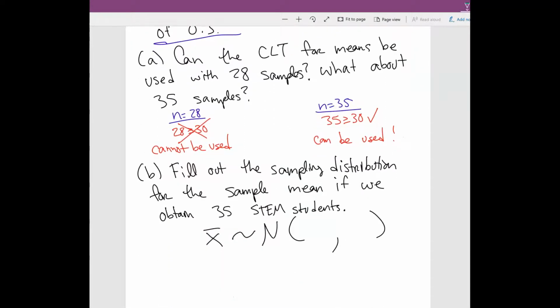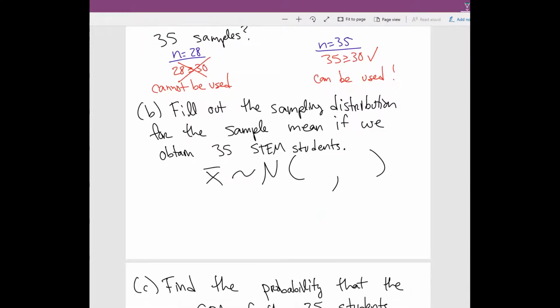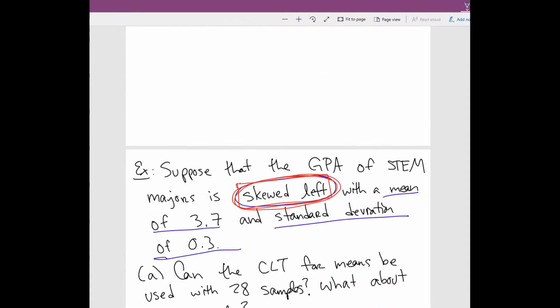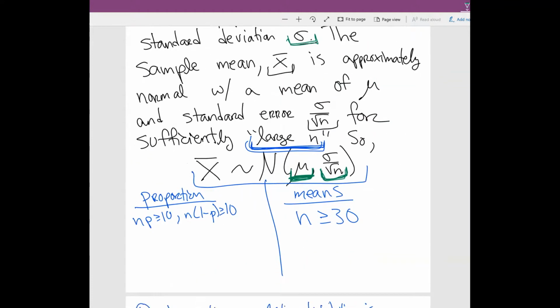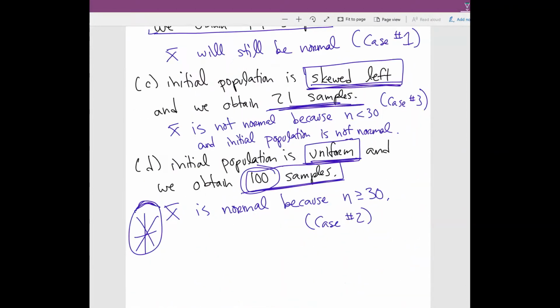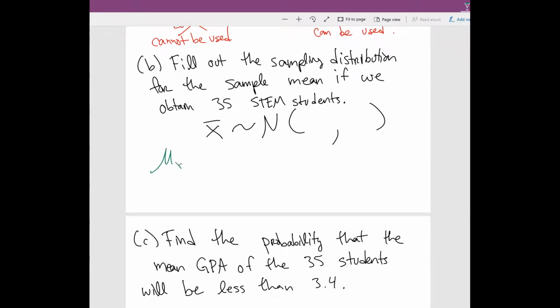Part B says fill out the sampling distribution for the sample mean if we obtain 35 STEM students. So remember x bar, if we look at the central limit theorem, we go all the way back up. The central limit theorem for the sample mean was that the mean is mu and the standard deviation is sigma over square root of n. The way that I like writing it is that the mean of x bar is going to be just mu, and the standard deviation of x bar is going to be sigma over square root of n. It's kind of like how we wrote it with sample proportions.